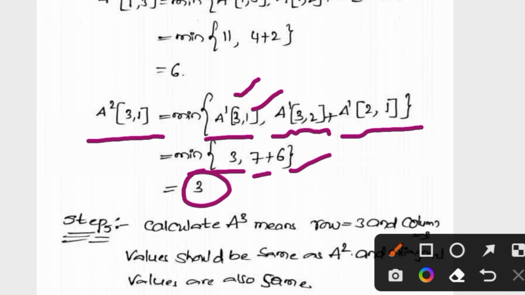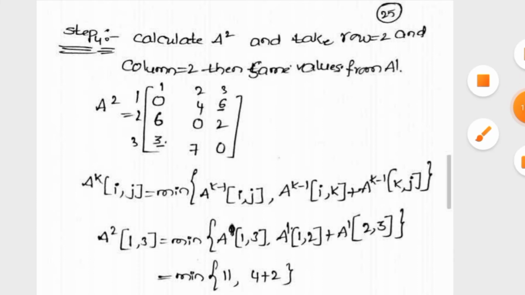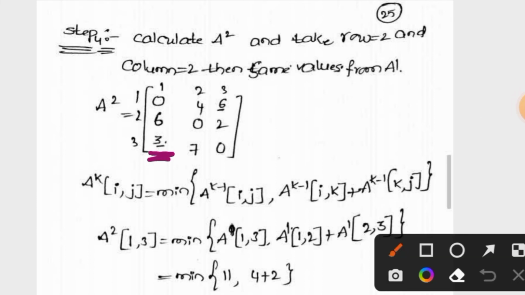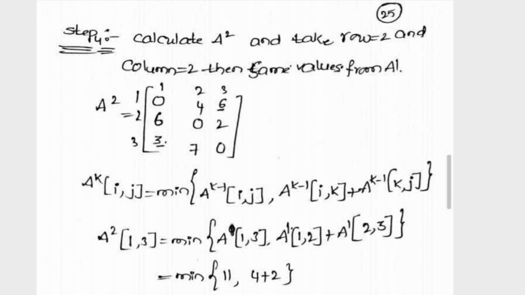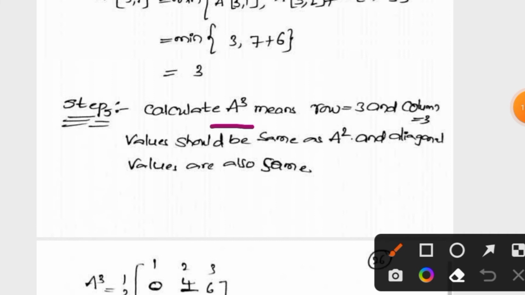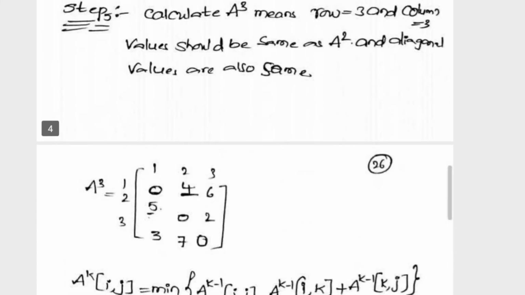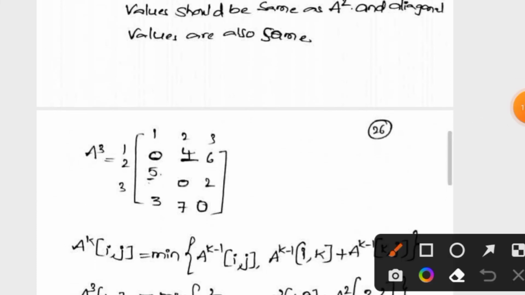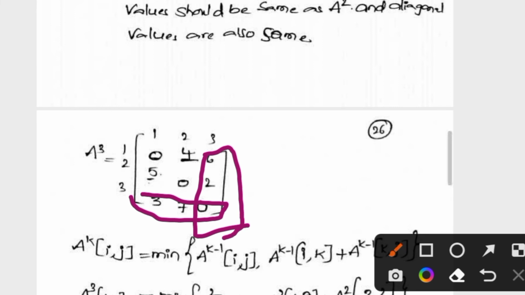So after that, the 3 value we have to write in the A power 2, the value is 3. Next step, we have to calculate the A power 3. Here the k value is 3 now, so we have to take the third row and third column the same from the A power 2 matrix. Now we have to find which position values we have to calculate.